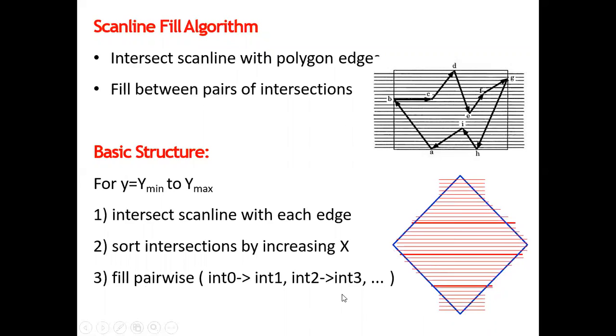Then we have to fill pairwise, between 0 and 1, 2 and 3, like that: x0 to x1, x1 to x2. We fill the pixels which are within the intersecting edges. For the scan lines in between the intersecting edges, find the intersections and sort them in increasing x. Here it is increasing x, here it is decreasing x. Find the intersections, and then fill those pixels which are inside the polygon. That is why we write it as fill pairwise.